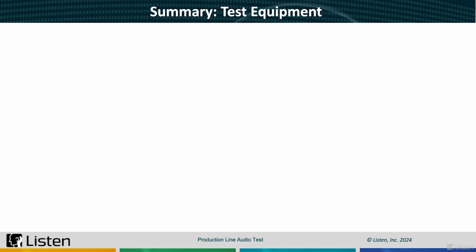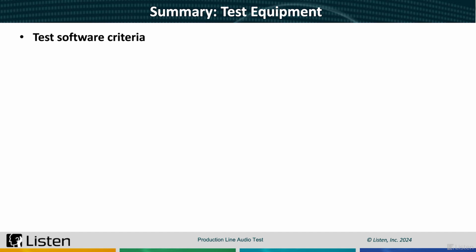So as you can see, end-of-line test is a complex subject with many considerations to take into account. Hopefully you found this overview useful in figuring out the important things to look out for when you're configuring a production line. Let's just summarize. First, you need to understand what characteristics you need to measure and select the right test equipment.